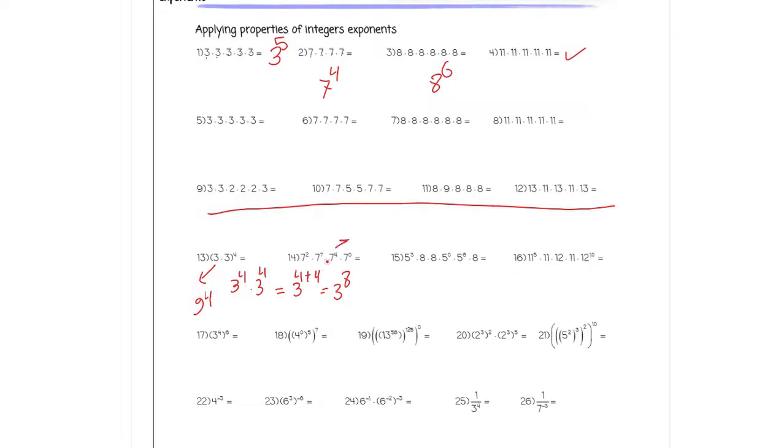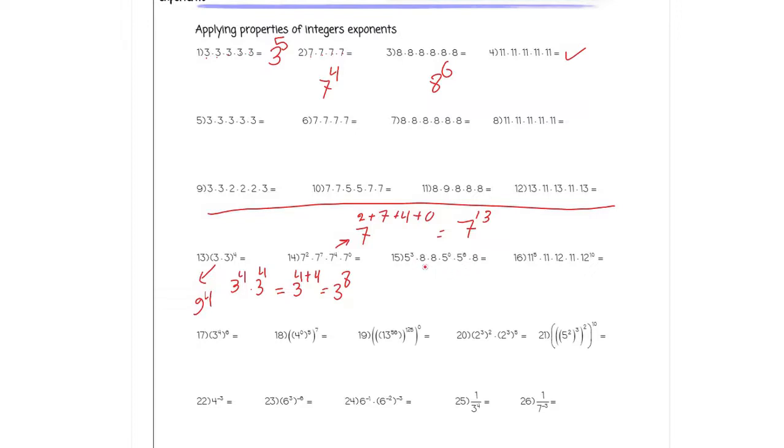This one is also very easy. The bases are the same, just write 7, then write 2 plus 7 plus 4 plus 0. It's equal to 7 to the power of... 2 plus 7 is 9, 9 plus 4 is 13, 13 plus 0 is 13.